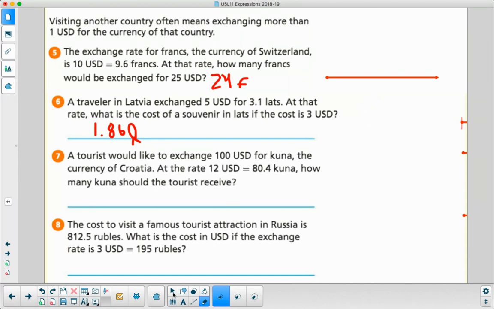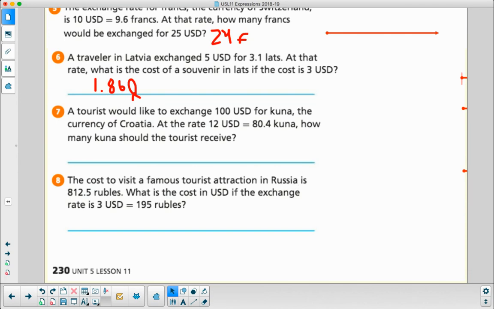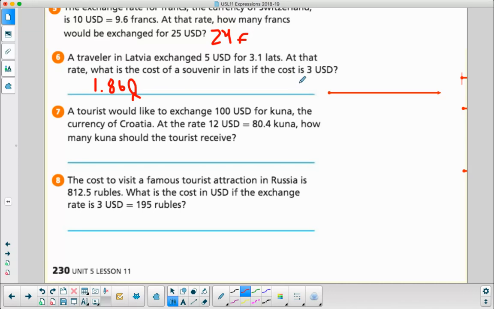So number 7. A tourist would like to exchange 100 US dollars for kuna. Now we're talking some serious cash. The currency for Croatia at a rate of 12 US dollars for 80 and 4/10 kuna. How many kuna should the tourist receive? So again, US dollars on top. It doesn't matter which I put on top and bottom. It's just I have to keep track of it.